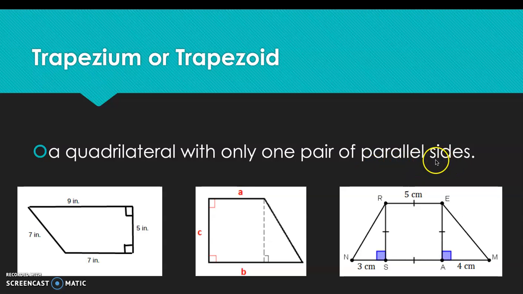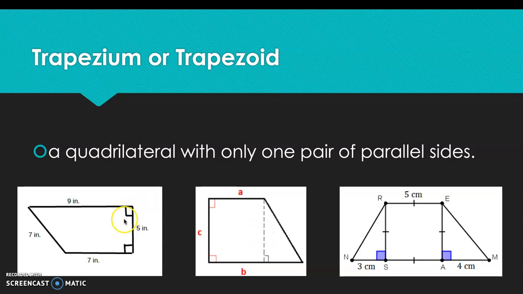Parallel sides are two lines that never touch. They're going in the same direction. So here this is parallel to this line. These two lines are not parallel, so it has one pair of parallel lines. Here, this line and this line are not parallel, but line A and B are. Line RE and line segment NM are parallel, but NR and EM are not.